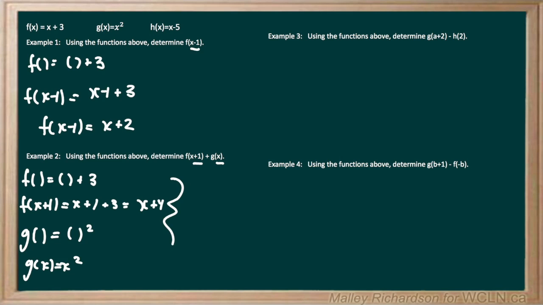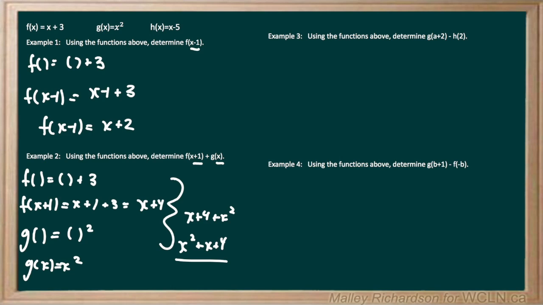Now they want us to add these two functions together. So we're going to have f of x plus 1, which was x plus 4, plus g of x, which was x squared. And we can rewrite this so our dominant terms are first. So we're going to have x squared plus x plus 4 as our final answer.